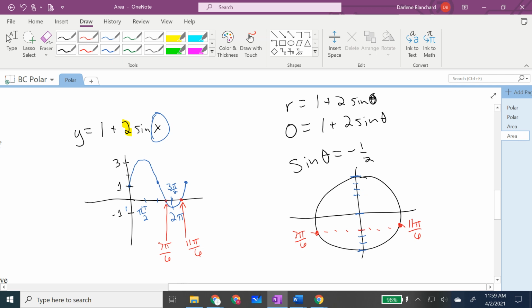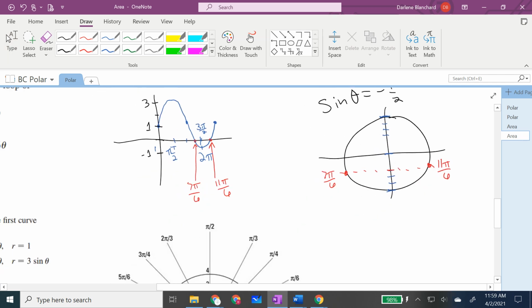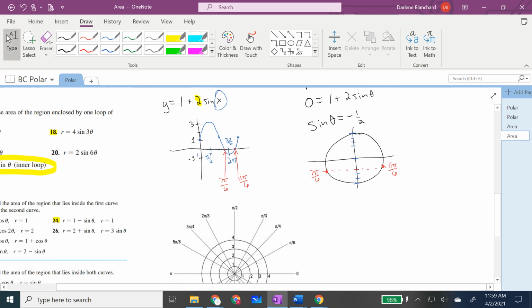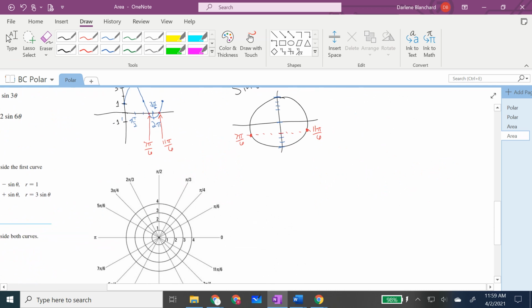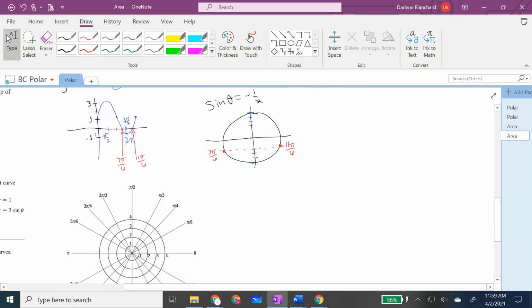Now we're going to look at the graph in polar. This gives us a nice continuous chart-like thing on how to graph. When my angle is 0, my radius is 1.